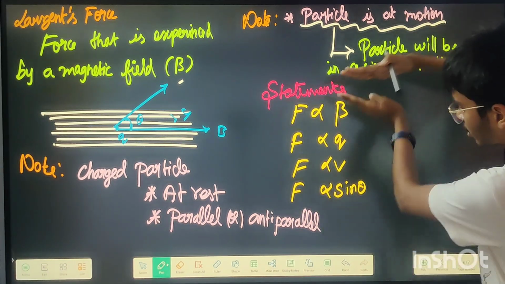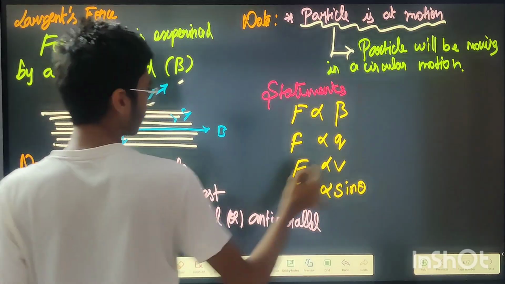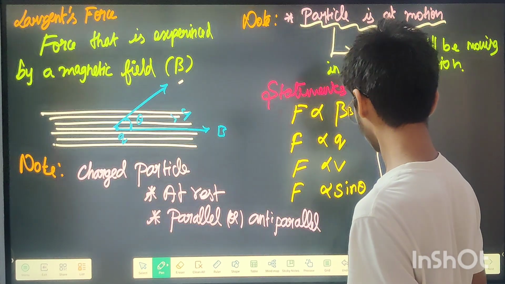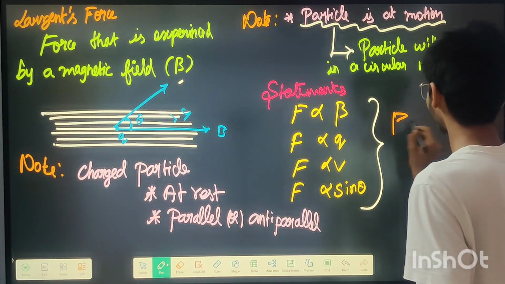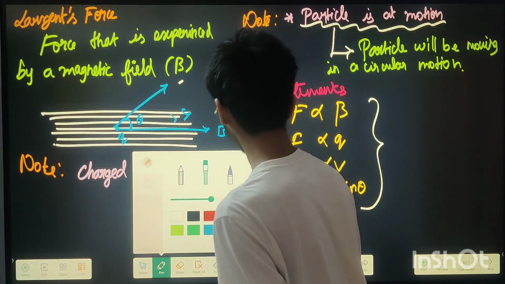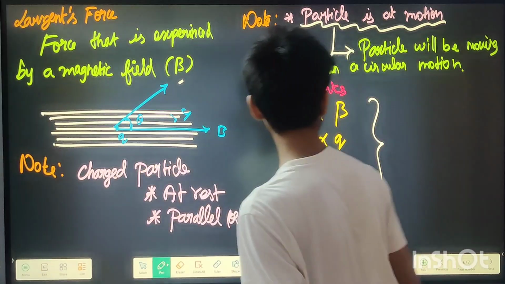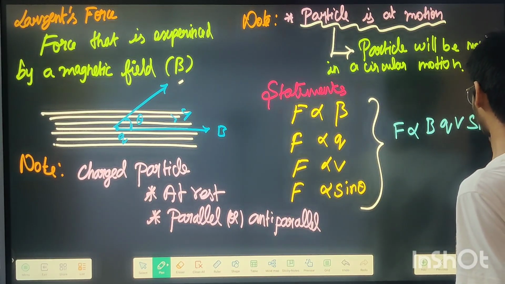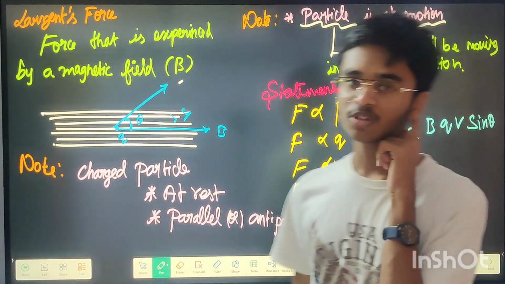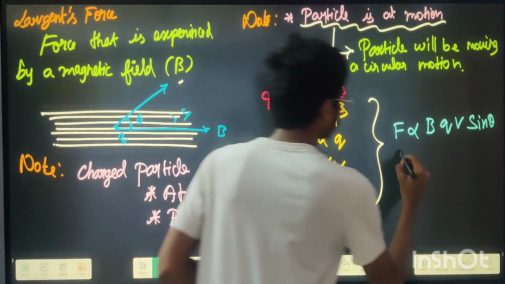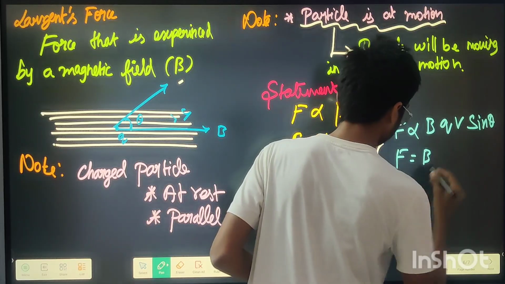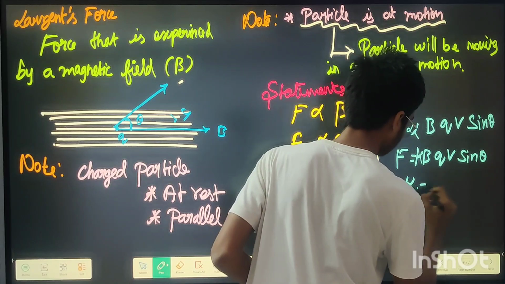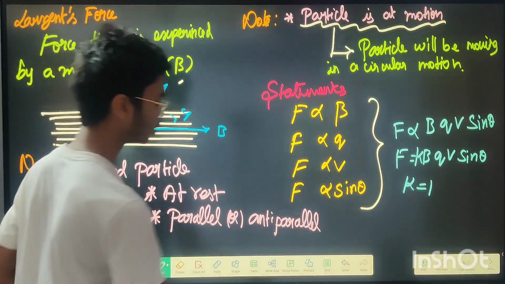When you combine all these, you will get a great formula. Force is directly proportional to B q v sine theta. In order to remove this proportionality, you will be using a constant. Force is equal to k B q v sine theta, where this k is actually 1, so you need not write k at all.